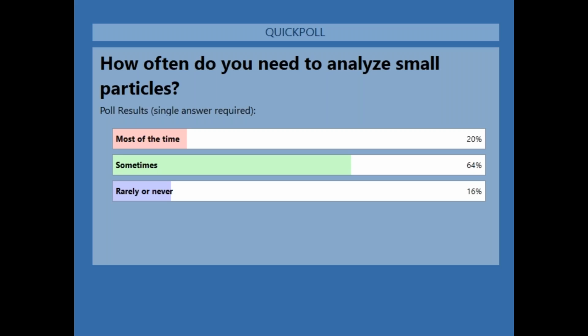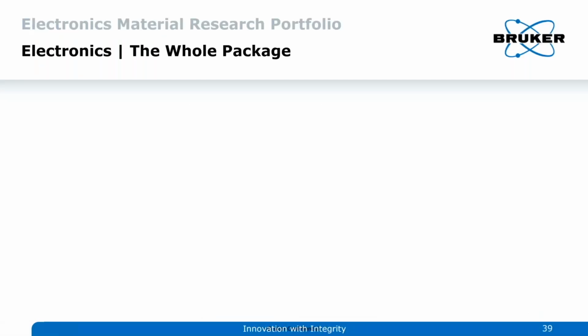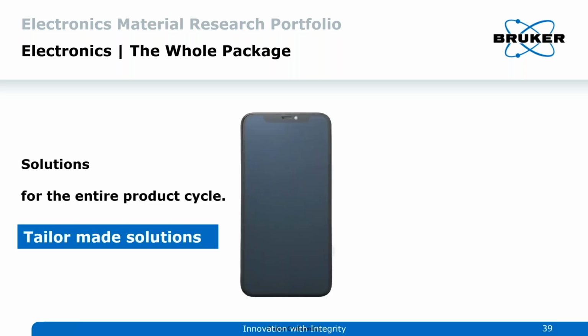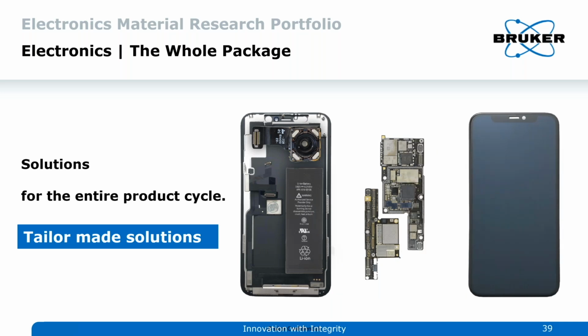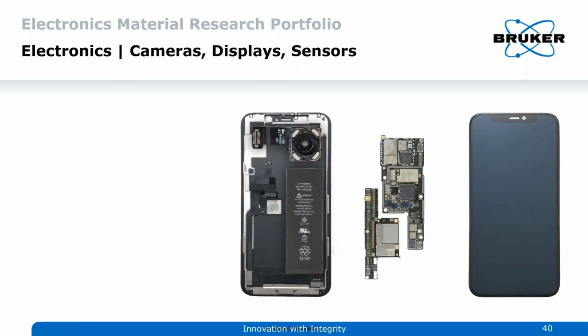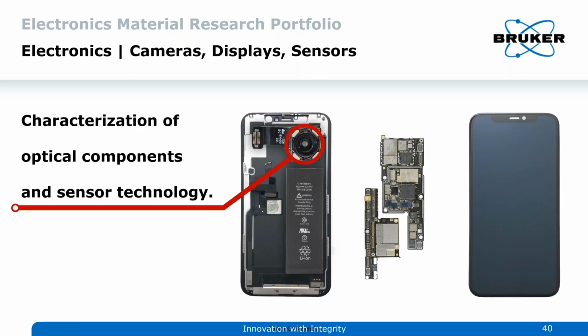So let's move on, and I want to look at a whole package analysis. I've given several what I feel are really good partial examples, but let's do a real world one. So we're going to look at a phone, and we want to analyze all components of it. So again, this is a tailor-made solution to analyze the entire product. The first thing we're going to do is look at the electronics. So for the camera, characterization of the optical components and sensor technology.